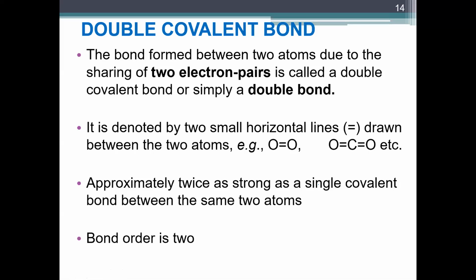In terms of the strength of the bond, a double bond is twice as strong as a single bond. That is why it's easy to break a single bond, but not easy to break a double bond. For the two oxygen atoms in the oxygen molecule, the bond order is 2. The covalency is 2, the bond order is 2, and you have 2 electron pairs that are shared between them.